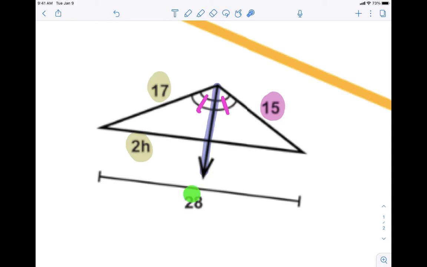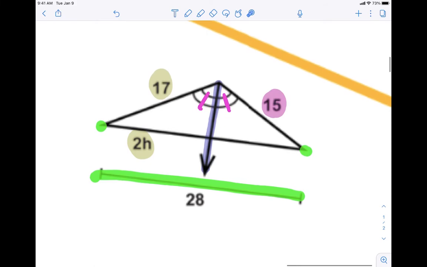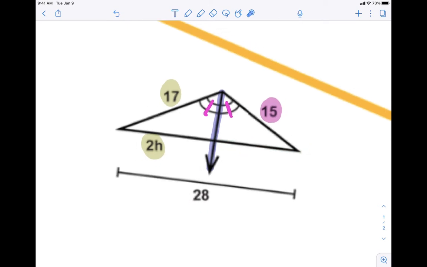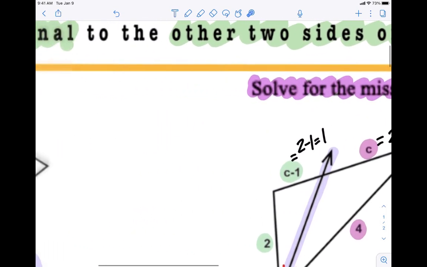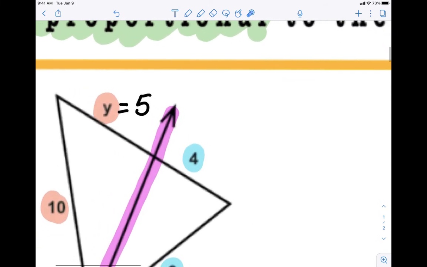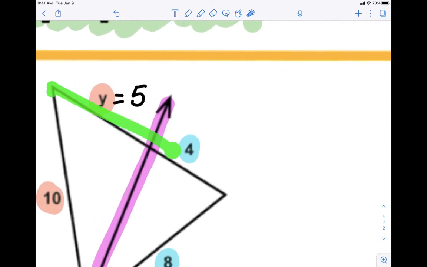Well, they did give me a 28. They did tell me that from here to here is 28, right? But that doesn't help me because I need to know, well, how much is from here to here. So let me show you the trick. So the way this works is, I'm going to go back to my regular one here. So I know that the whole thing here from here to here is 5 plus 4, which is 9, right? So from here to here was 5 plus 4, which is 9.